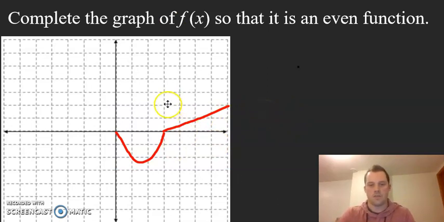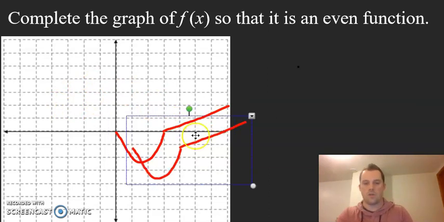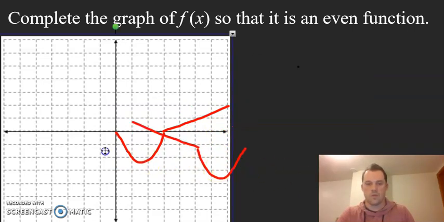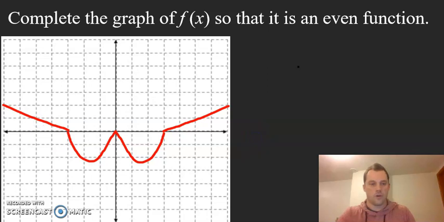This example here, we want to just complete this graph of f of x so that it gives us an even function. So I know an even function reflects across the y-axis. I'm going to duplicate this and flip it across so that we have it mirrored on the left side. And there's your even function.